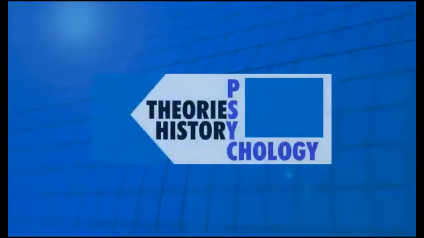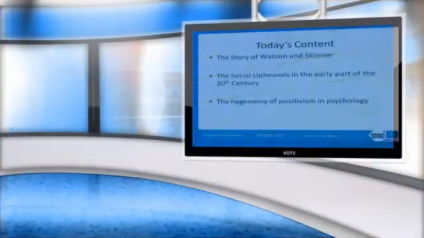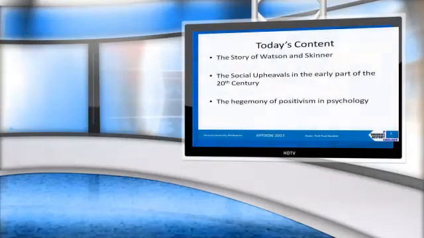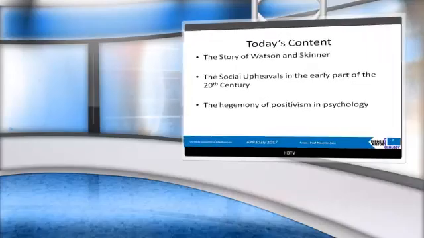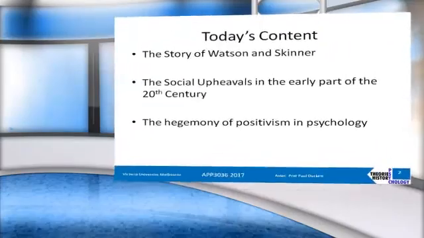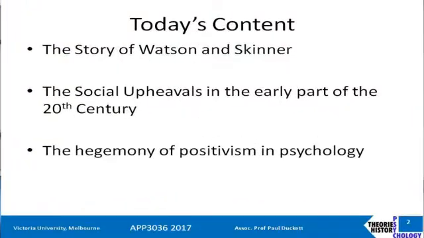This is our podcast for Teaching Week 4. So this week we're talking about behaviorism. The content for this week is, first, we'll look at J.B. Watson and B.F. Skinner. These were the key figures in the school of behaviorism. And we'll continue to make some reference to the social upheavals at the start of the 20th century. But this week we're going to make more reference to the scientific paradigms that were dominant at that time, and particularly the shift in the paradigms in psychology, specifically the hegemony of positivism.